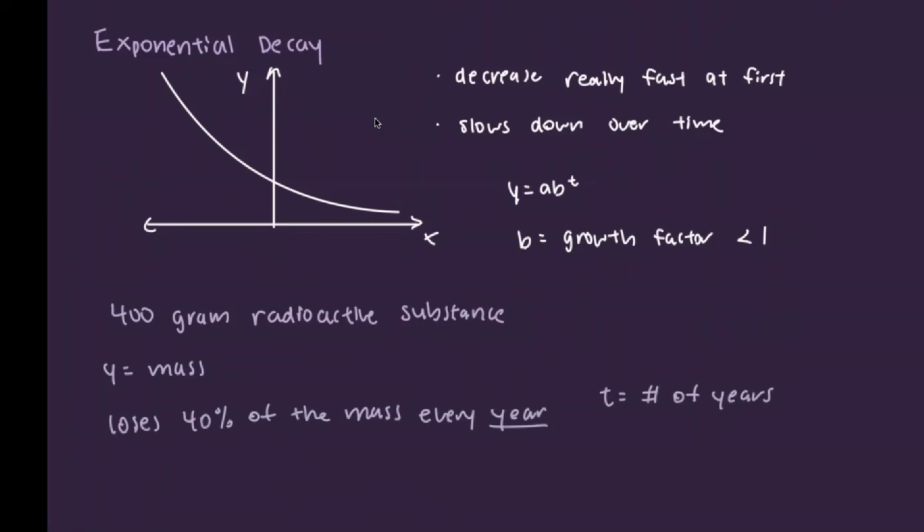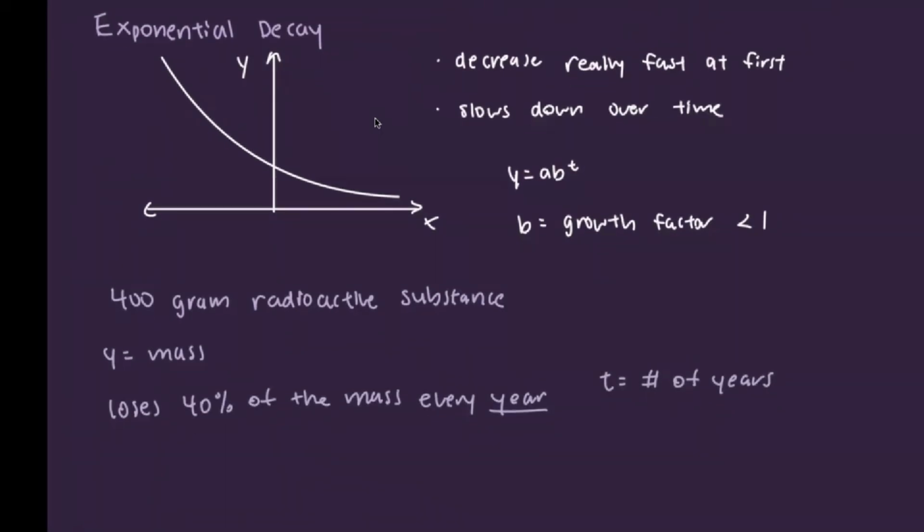Since it loses 40%, let's take a look at our model equation. Y equal to our initial mass is 400 times, since it loses 40%, our 100% of mass, it loses 40%. So at the end of every year, we will have 60% of the mass left. So that's 0.6 to the T. So this would be our equation.